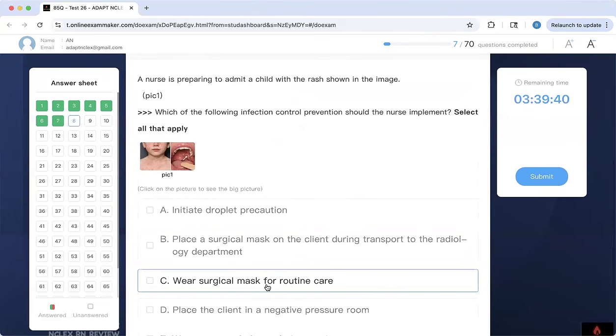Another, infection control. Like I said, don't panic, I got you. This is what you should be expecting. Now they're giving pictures of infection control. You'll be able to diagnose it. So know the rash, know how it looks, and I'm giving you features. And then preparing to admit a child with the rash shown in the image. Which of the following infection control precautions should the nurse implement? Select and apply. Don't over-select.